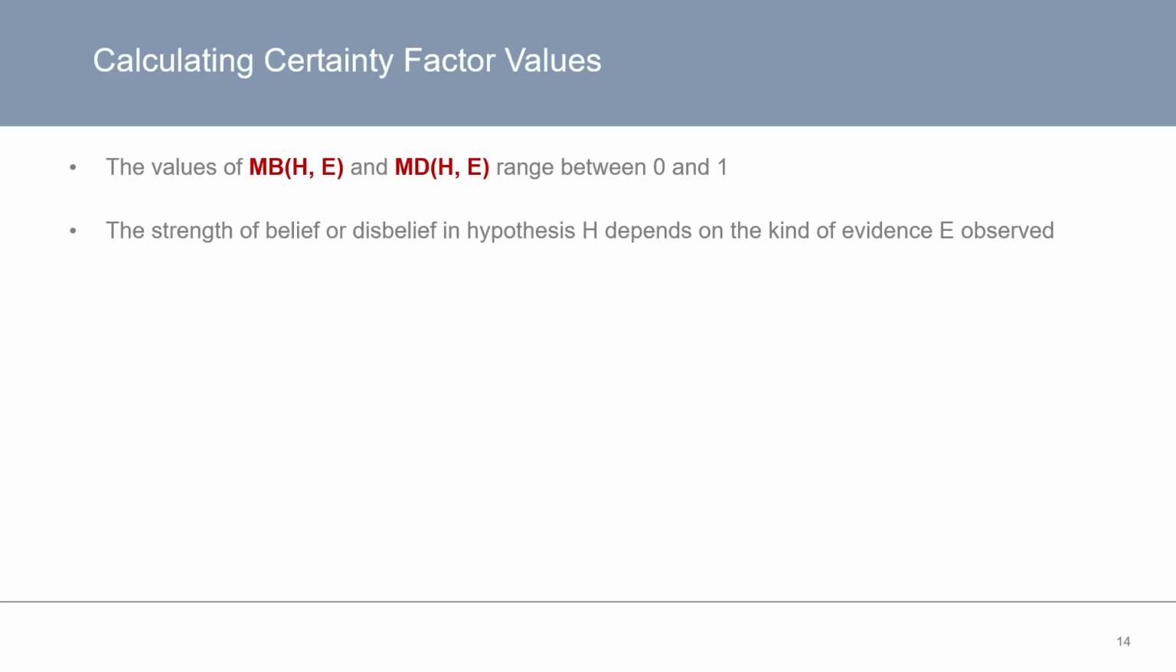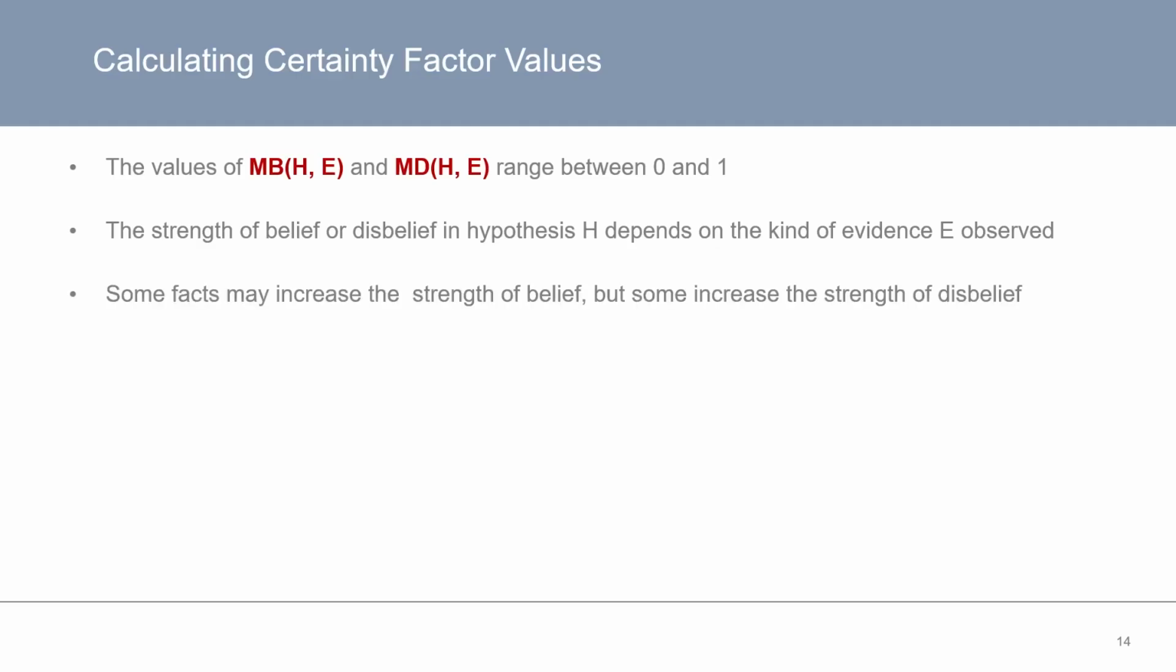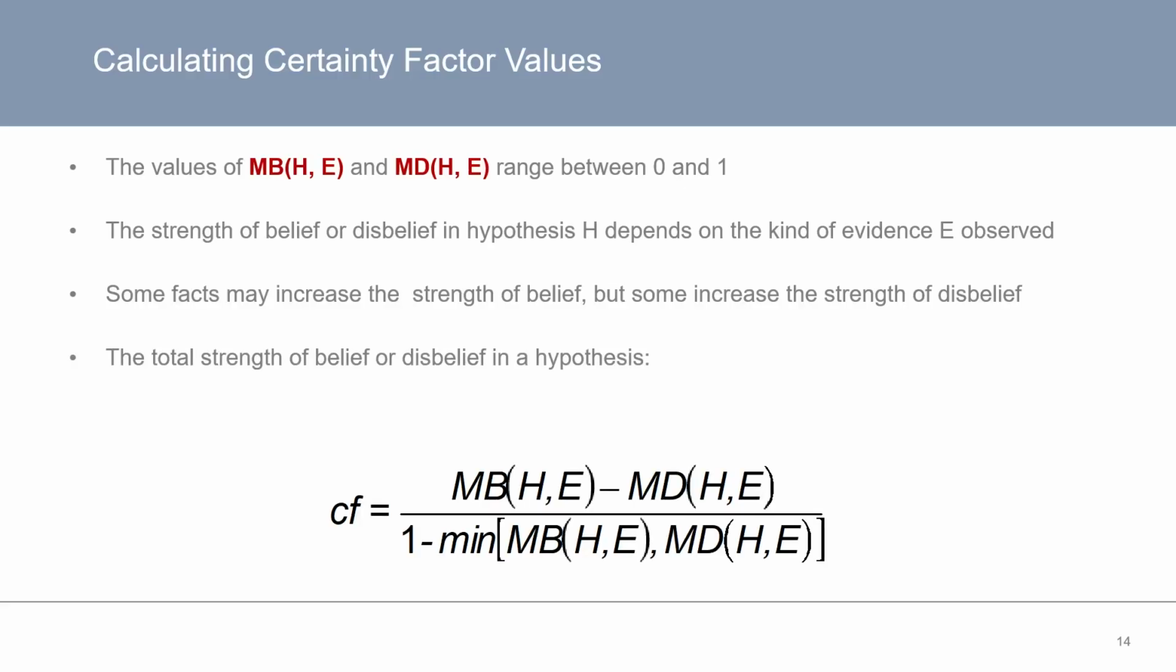The strength of belief or disbelief in hypothesis H depends on the kind of evidence E observed. Some facts may increase the strength of belief, but others might increase the strength of disbelief. The total strength of belief or disbelief in a hypothesis is represented as the certainty factor calculated by this equation: the measure of belief minus the measure of disbelief, all divided by 1 minus the minimum of either measure of belief or measure of disbelief.